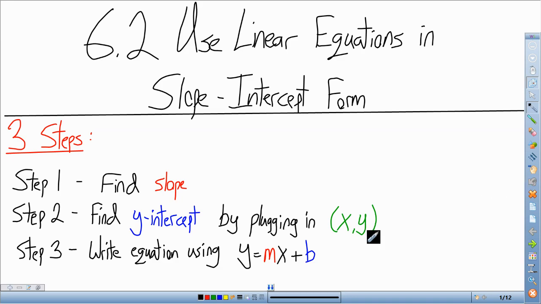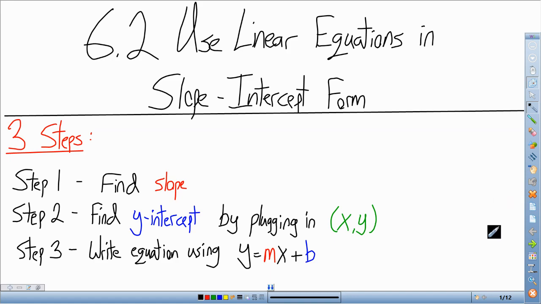The first thing we're going to want to do on most of these problems is find the slope. And we know how to find slopes in multiple ways. We can look at a fraction in slope-intercept form. We can look at a graph. We actually know a formula, the slope formula. The second thing we're going to want to do is find the y-intercept by plugging in a point, x comma y. And then the last thing, after we do those things, we'll be able to write our equation in slope-intercept form by plugging in the slope and the y-intercept.